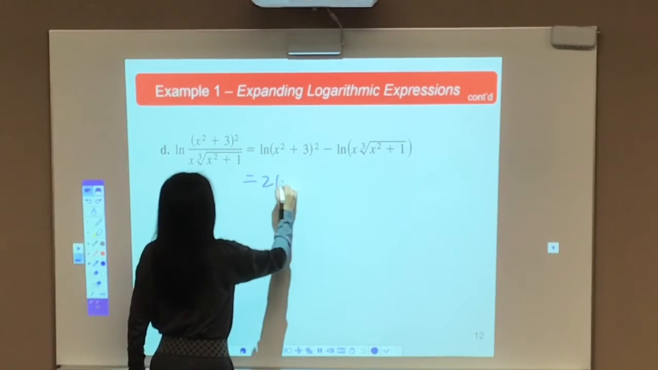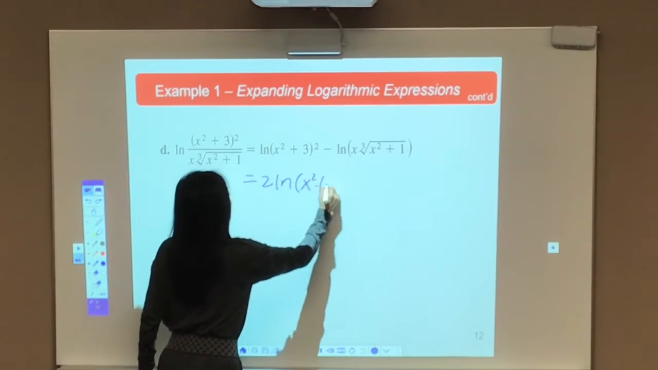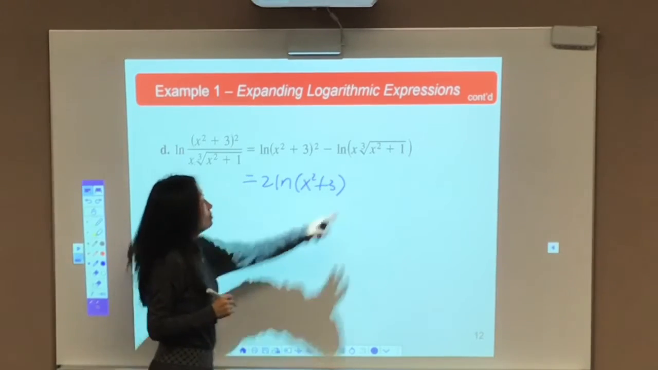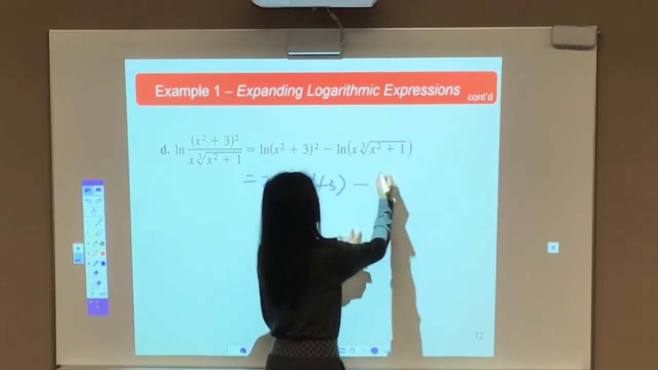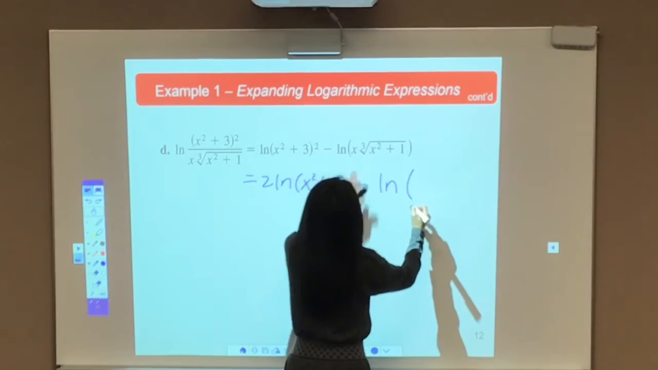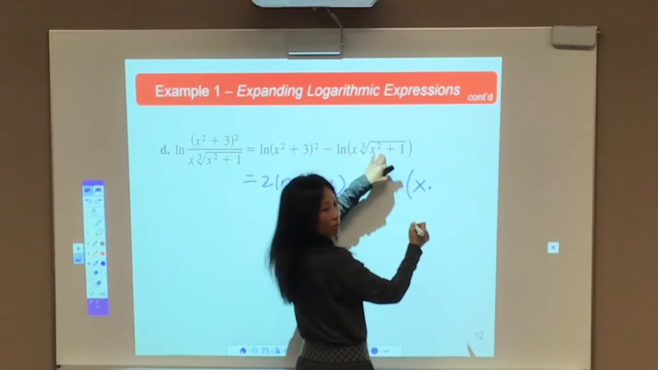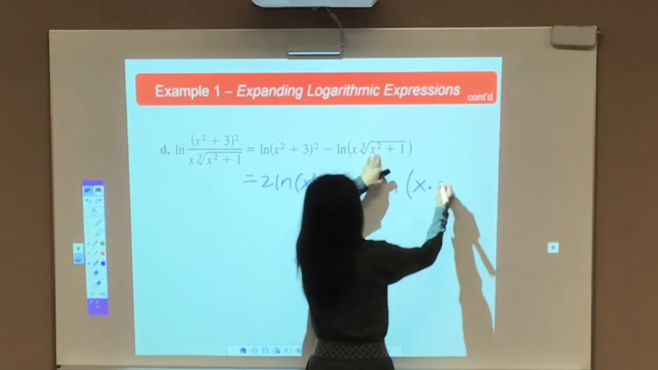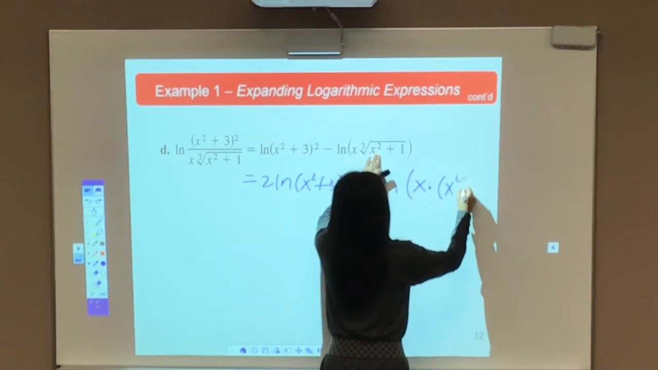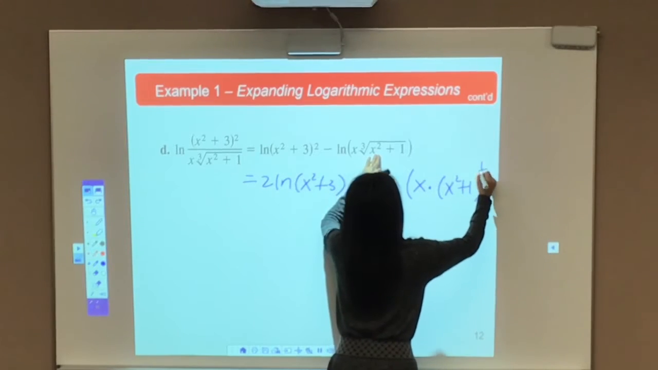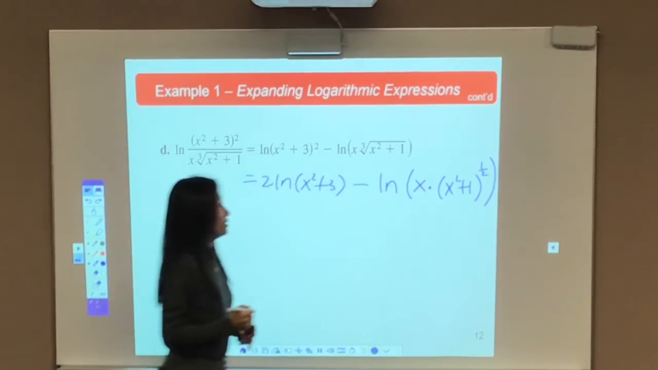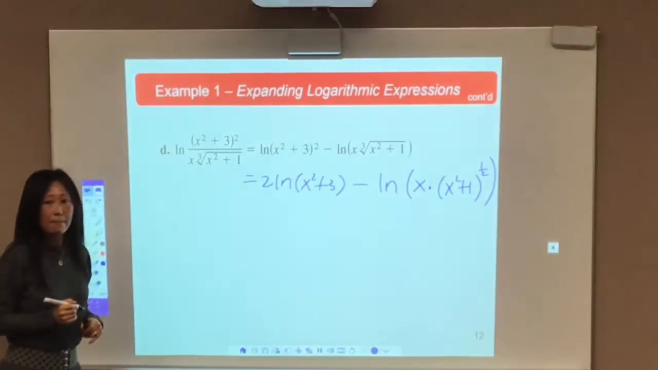This is the same as 2 natural log of x squared plus 3. No big deal. What about this one? That is the same as natural log of x times, did you see this one right here? What is this one? This is the same as x squared plus 1 to the what power? 1/2 power. Does everybody see that?